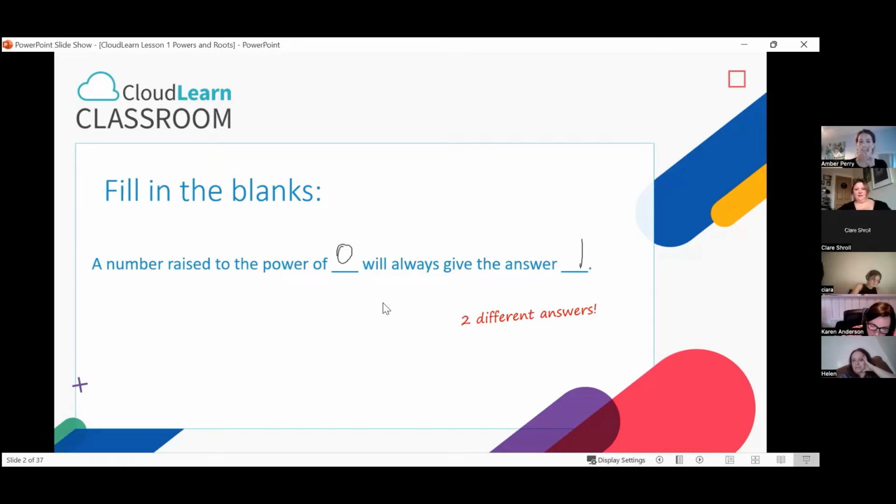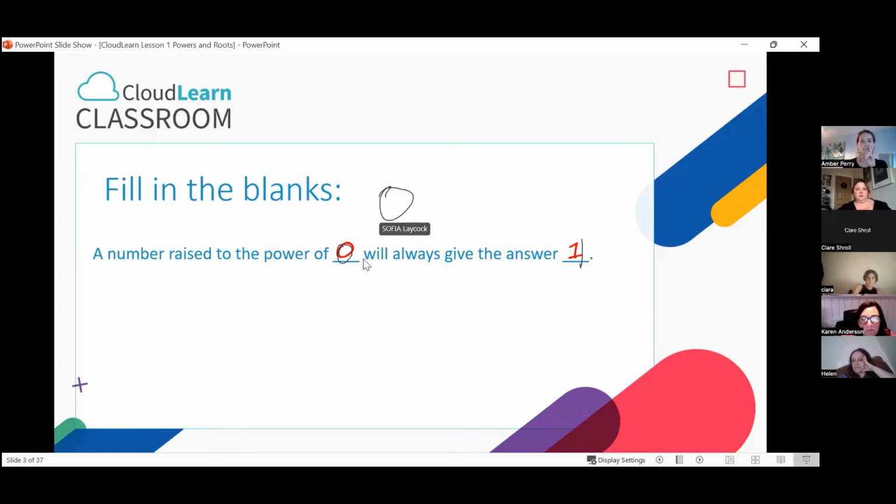However, there is one exception to this. Does anyone want to be really great and tell me what this one exception is? There's one time when this doesn't work, one number when raised to the power of 0, it will not give the answer 1. Anyone got any thoughts on what that might be? No? Okay. So there we go. That was my answer, 0 to the power of 0. Excellent. Sophia, well done. So yeah, absolutely. This will work for every value except for 0 itself, okay?